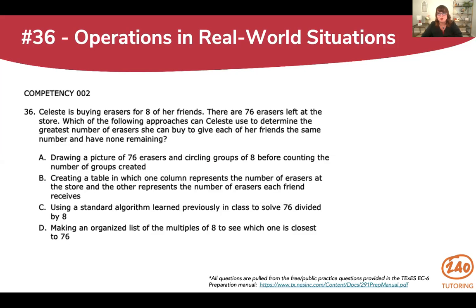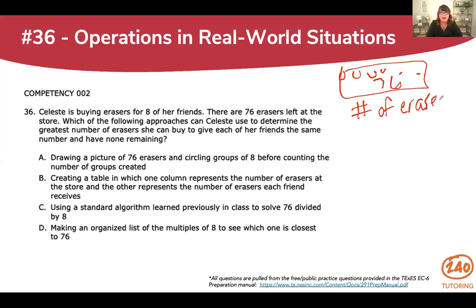So this question is tricky. I've worked with students on this question before, and you just get so bogged down in all the reading. So she's looking at the store, there are 76 erasers. So just picture them all sitting on a shelf, 76 erasers. And she wants to buy as many as possible. So how many can I buy? So we're looking for the number of erasers she can buy to give to her 8 friends down here equally and not have any left over.